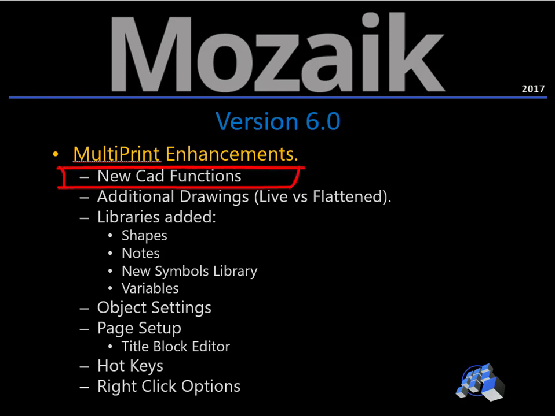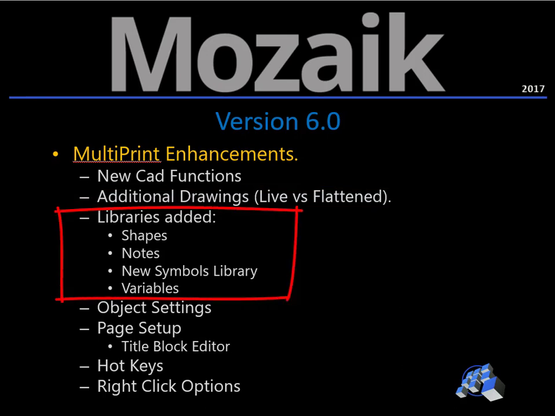You have new CAD functions. We have the ability to have live or static drawings. We've added libraries to Multiprint that make it easy for you to pull things out of the shapes library, for example, if you want to show a cross section of a crown molding. We've added the notes library.